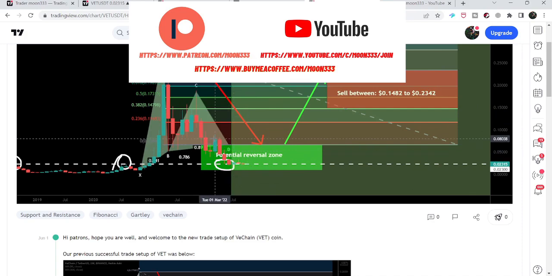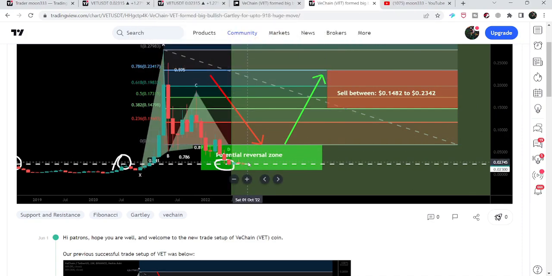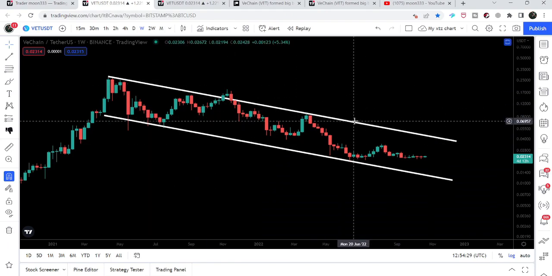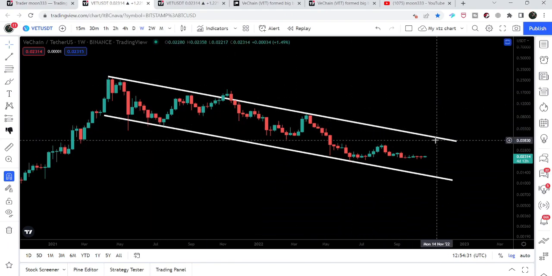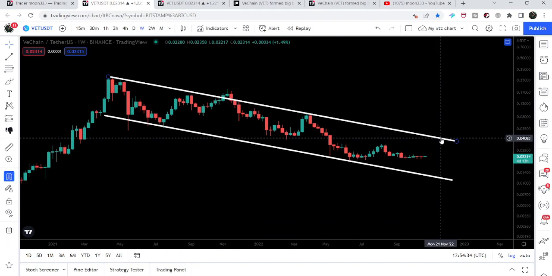And from here, I'm expecting that it can start a very, very massive reversal move to hit this sell target zone. But in order to start this very big and massive reversal move, we need to first break out this very huge resistance of the down channel. And you can see this time, this resistance is approximately at 4 cents.